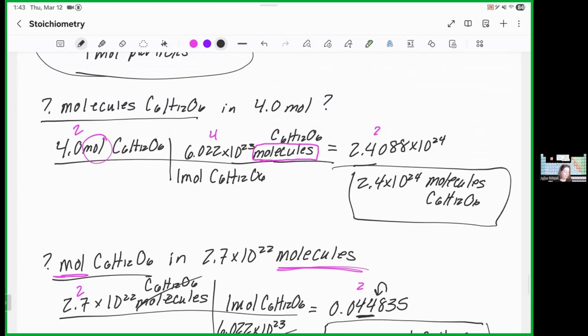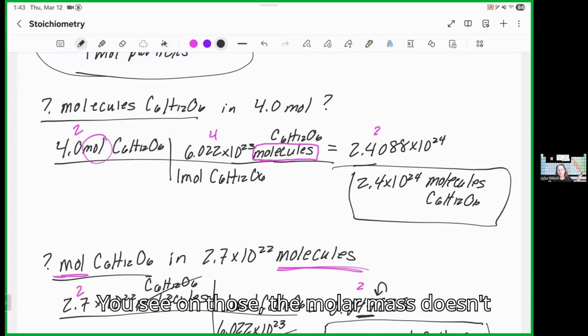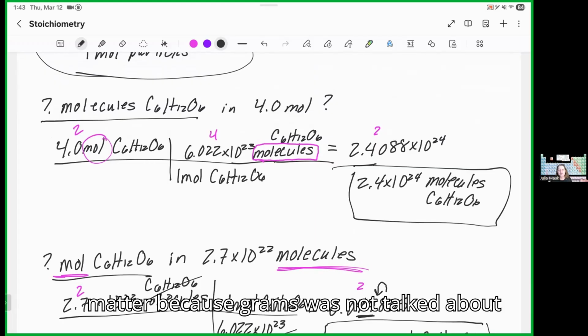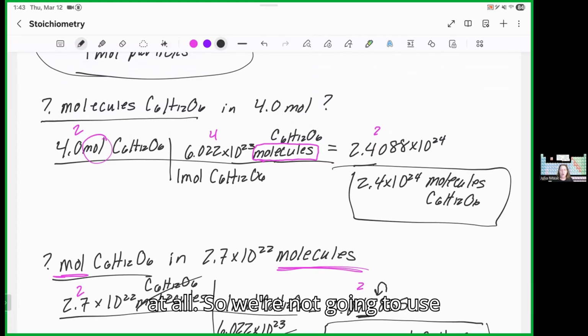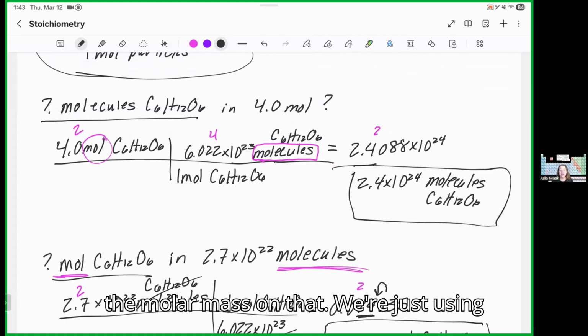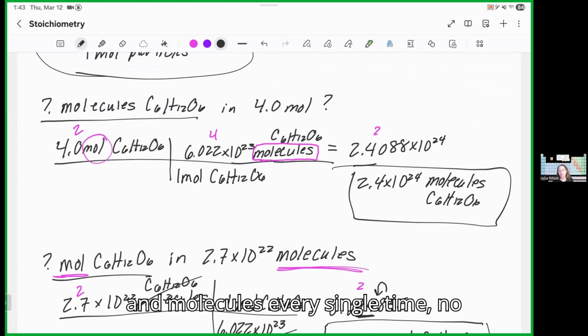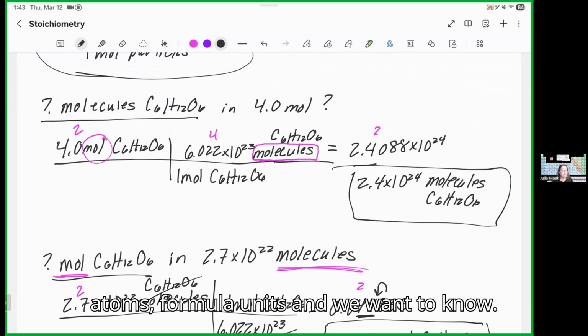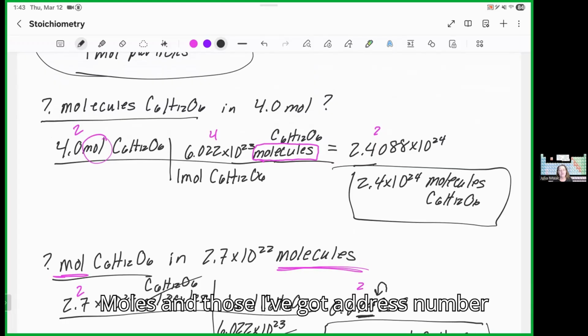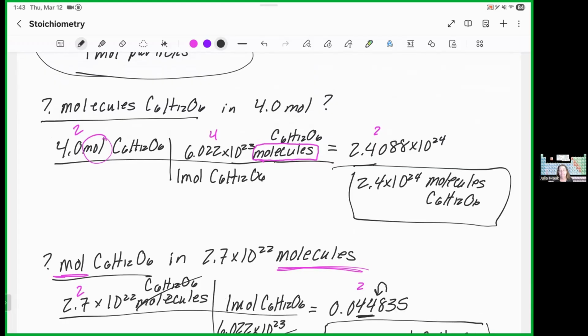And it doesn't matter what chemical you're talking about. And you see on those, the molar mass doesn't matter because grams was not talked about at all. So we're not going to use the molar mass on that. We're just using Avogadro's number to get between moles and molecules every single time, no matter what you're talking about. If you're talking about molecules, ions, atoms, formula units, and we want to know moles in those, Avogadro's number every single time.